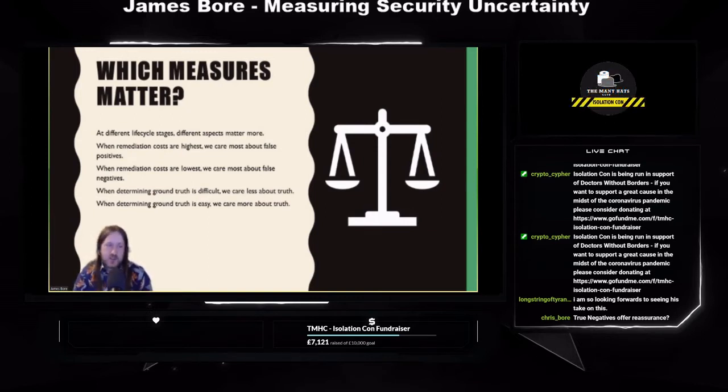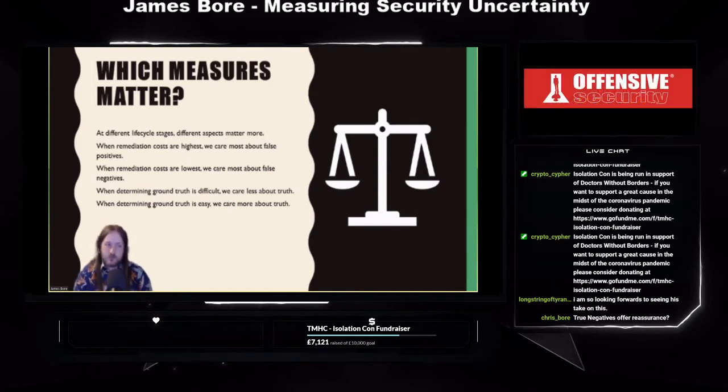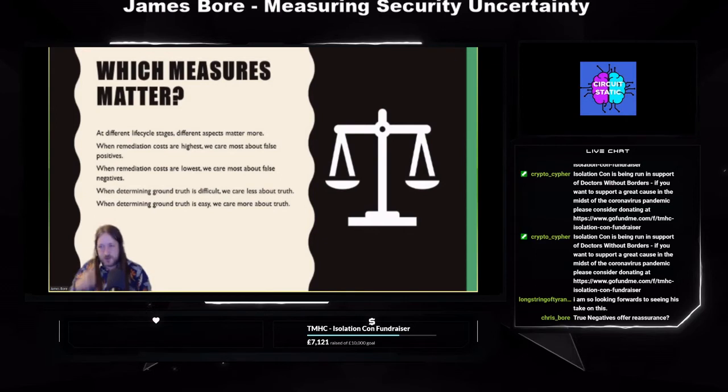Whereas false negatives, if we could pick those up at the definition stage, fantastic. We don't care if we get false positives there. But if we can eliminate or reduce the false negatives, that's great. We can fix them really easily because we just change the requirements to include those security requirements.